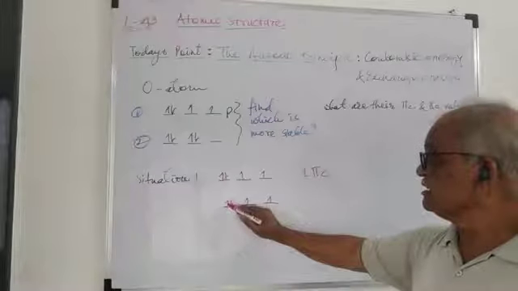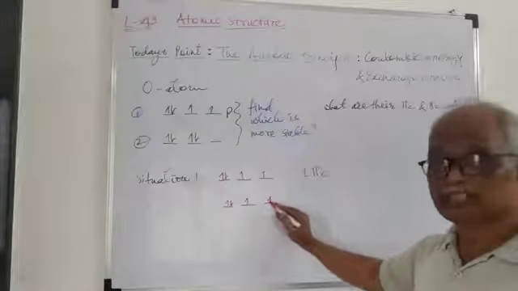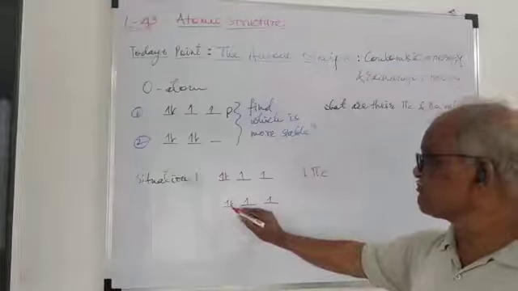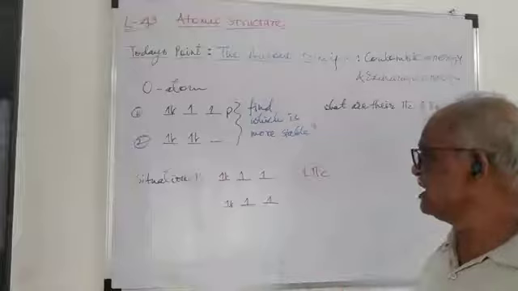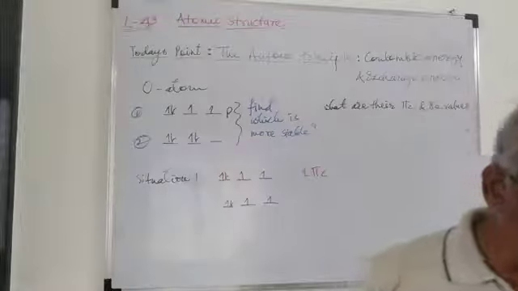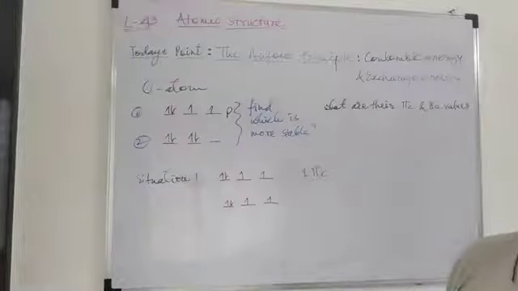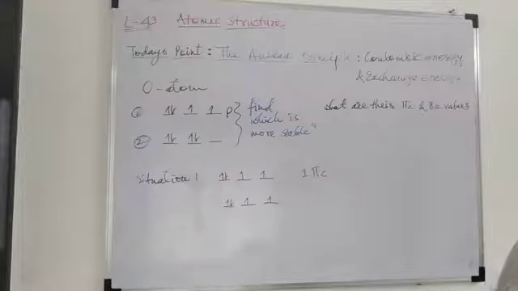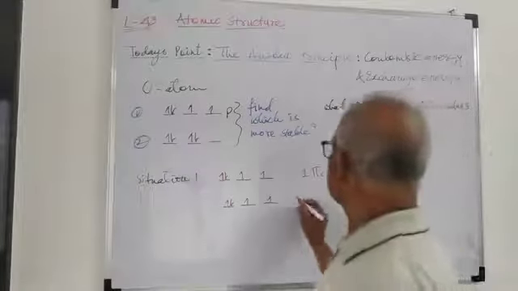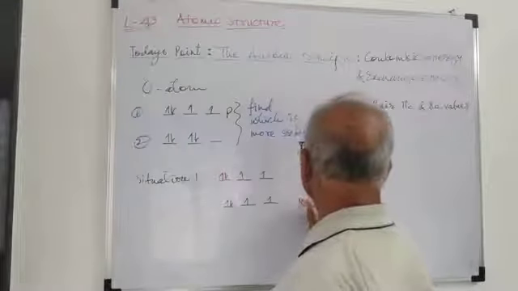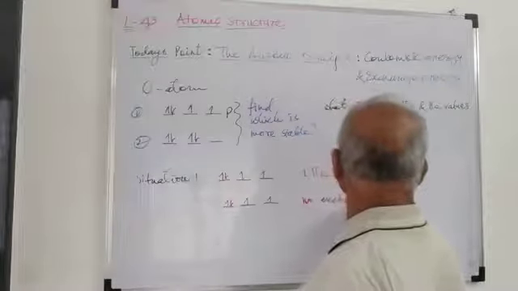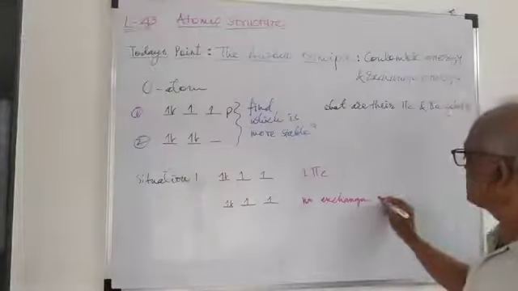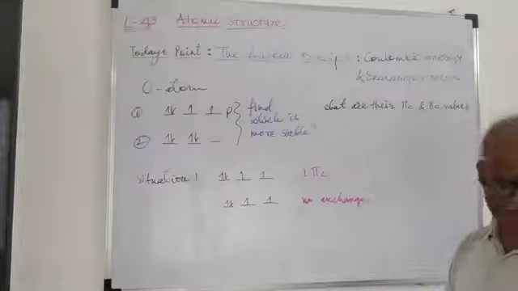That is, say if these 3 electrons are having -1/2 spin and this has +1/2 spin, and because of this the exchange is not possible, meaning every electron cannot undergo exchange. So here no exchange is possible, and therefore pi e is not available.